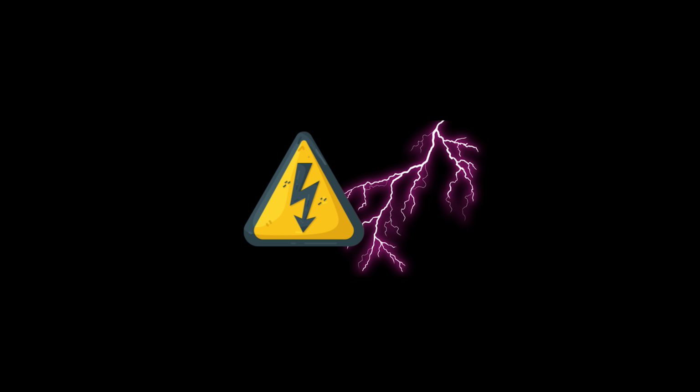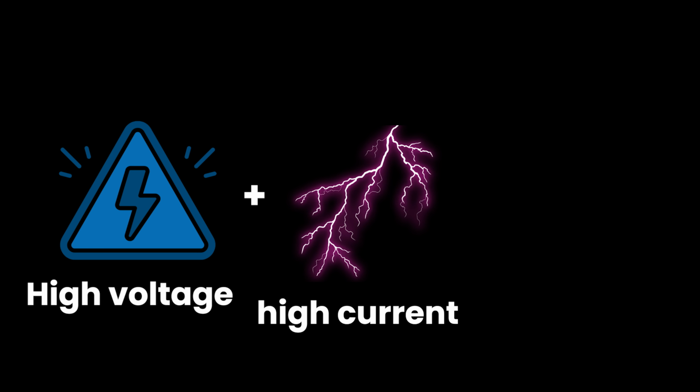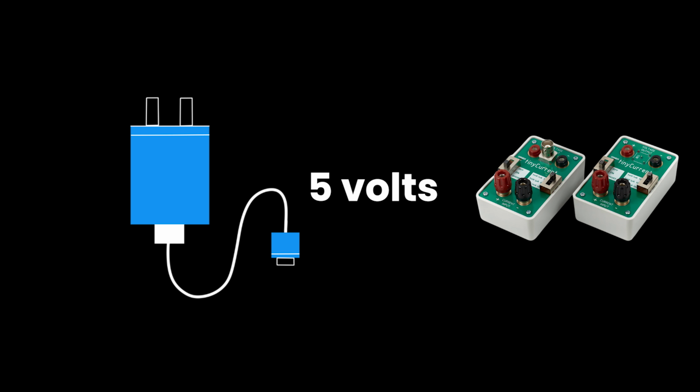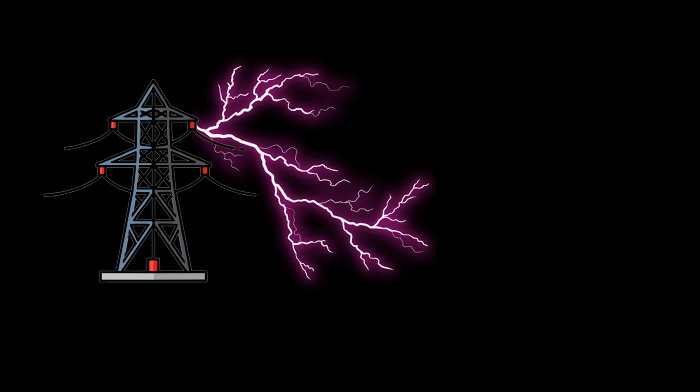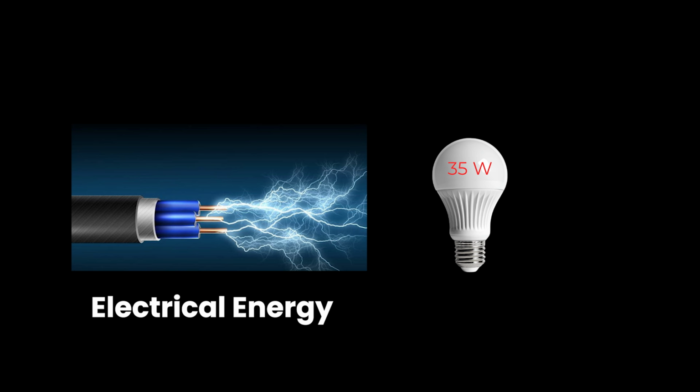Now combine voltage and current and you get electric power. Power is measured in watts and it tells you how much work electricity can do per second. The relationship is simple. Power equals voltage times current. High voltage plus high current equals lots of power. Low voltage plus low current equals little power. A phone charger uses 5 volts and tiny current. A microwave uses 120 volts and high current. Power lines use tens of thousands of volts to move electricity efficiently across long distances. Wattage isn't just a number on your light bulb. It's how much electrical energy your device uses.